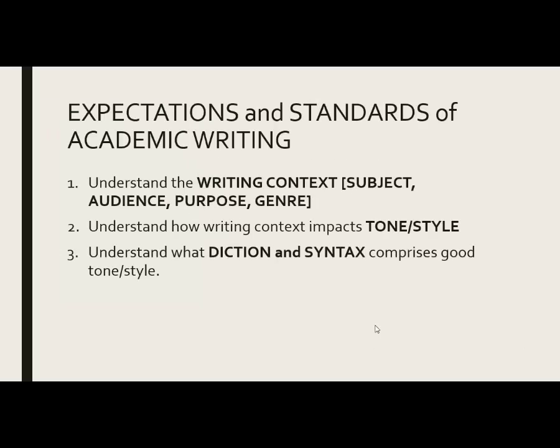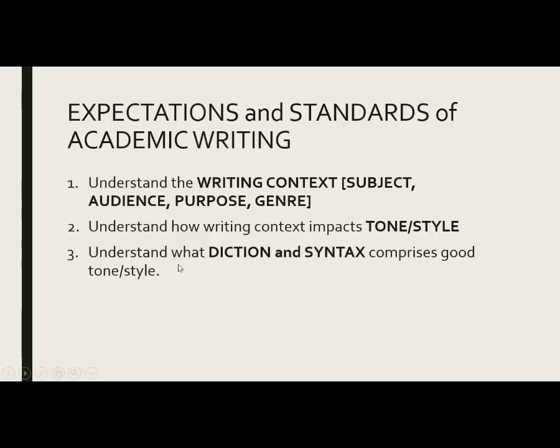So let's begin. There are three expectations and standards of academic writing. The first thing is to understand what's called the writing context, which is the subject, audience, purpose, and genre. Genre right here will usually be determined for you already before writing the essay. And then we want to understand how the writing context, meaning what we pick to write about, our subject, who we write it for, our audience, and why and how we do it, our purpose, how all that impacts the tone and style.